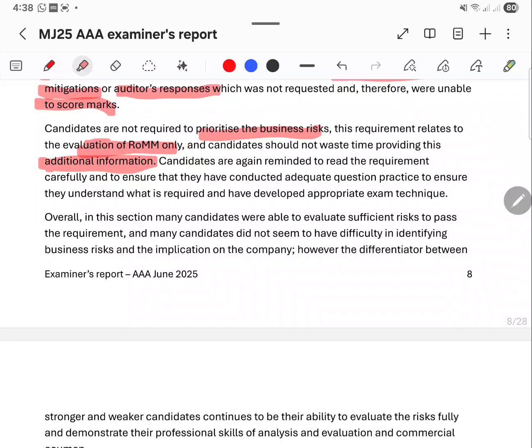Candidates are again reminded to read the requirement carefully to ensure they have answered the question, practice to ensure they understand what is required, and have developed appropriate exam technique.